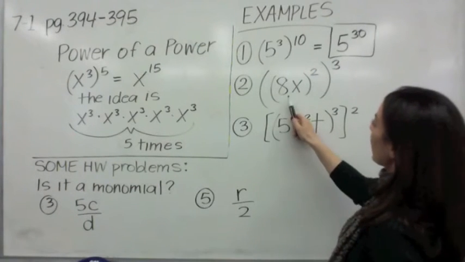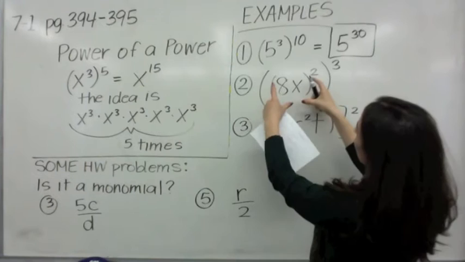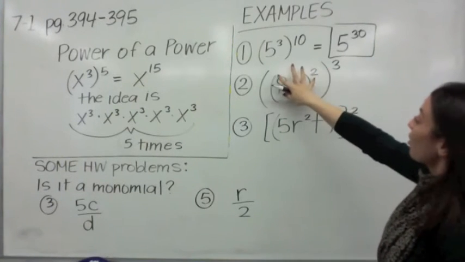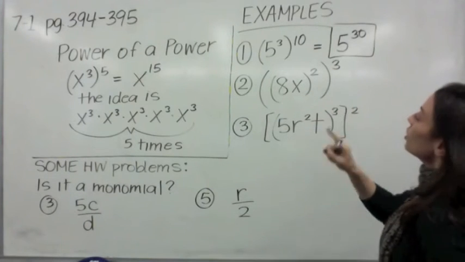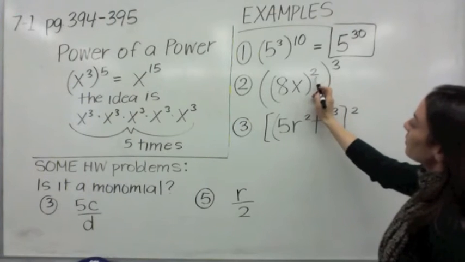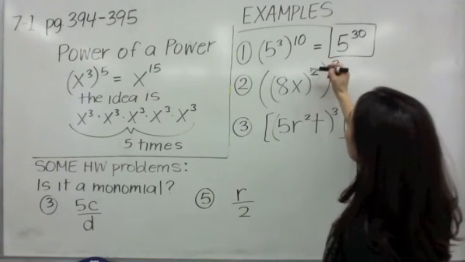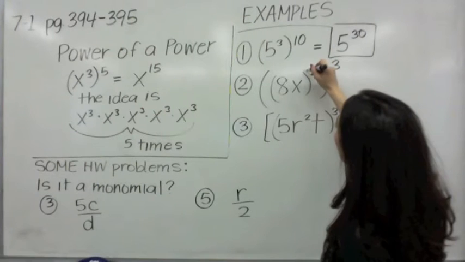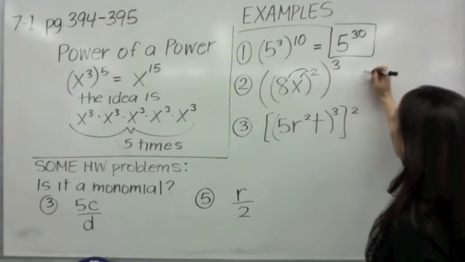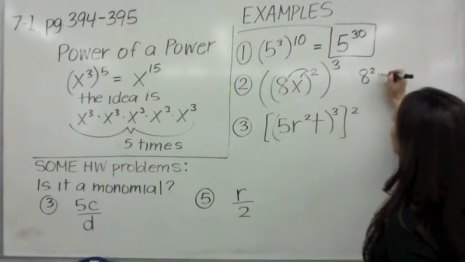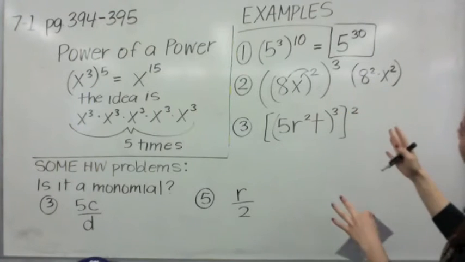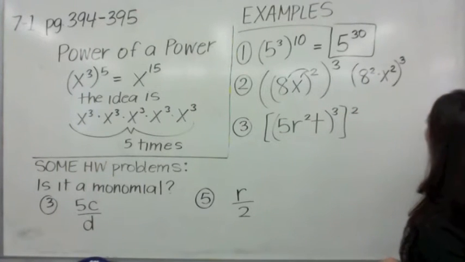If you take a look at 8x in parentheses, so 8x quantity squared, and then you're going to take that quantity and you're going to cube it. You could do this two ways. Now, one thing you have to know is that if you have an exponent that is outside of parentheses, that exponent applies to everything in the parentheses. So 8x squared actually means 8 squared times x squared. And then at the end of that, you're going to raise everything to the power of 3.